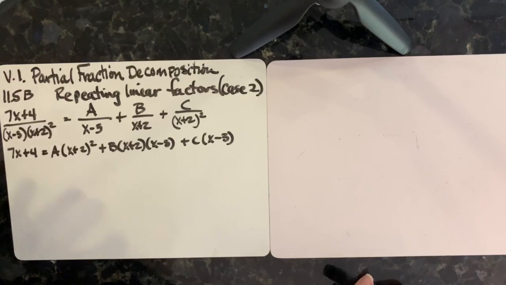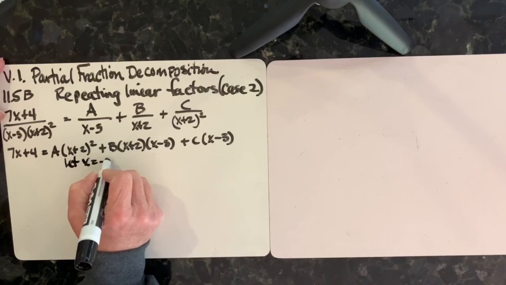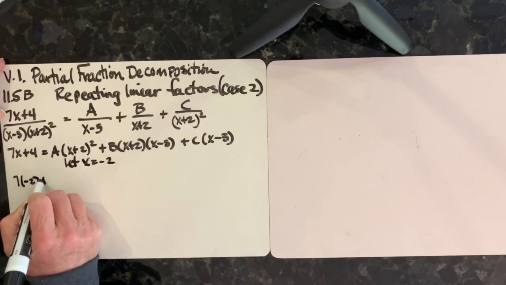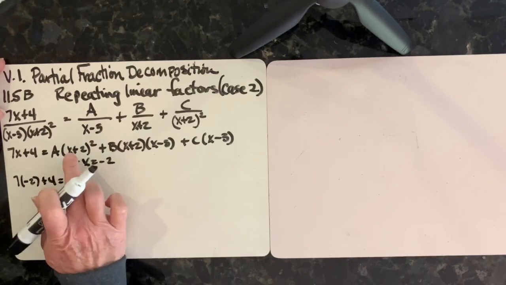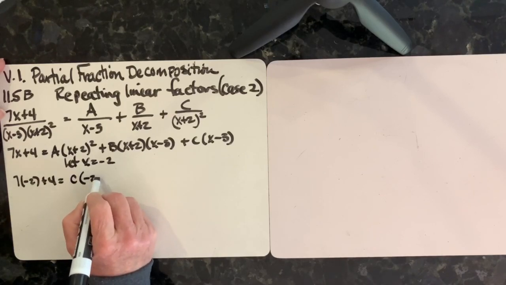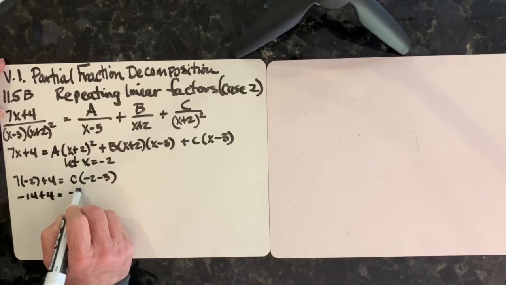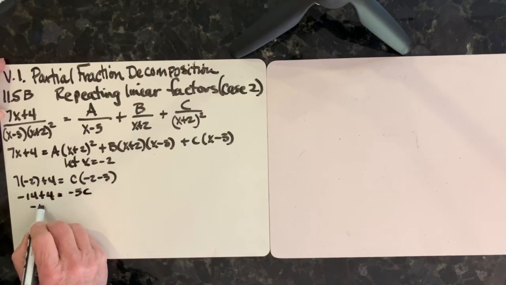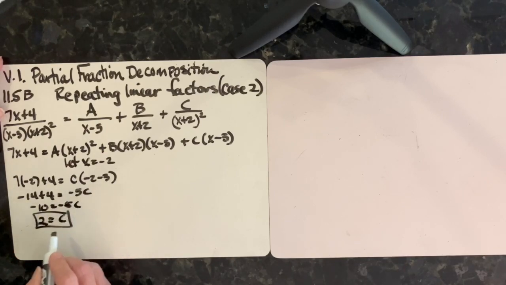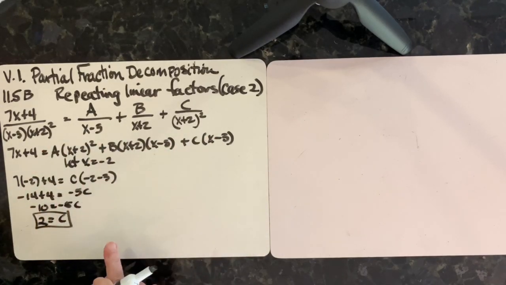So after that, we're gonna have a little bit of a problem. So here we go. We're gonna let x equal -2, and I get 7 times -2 plus 4 equals 0, 0, and I get c times -2 minus 3. So for this, I get -14 plus 4 equals -5c. So I got -10 equals -5c, so c is gonna equal 2. I'm going to hold on to that, and I can use this in the future to solve for the others.